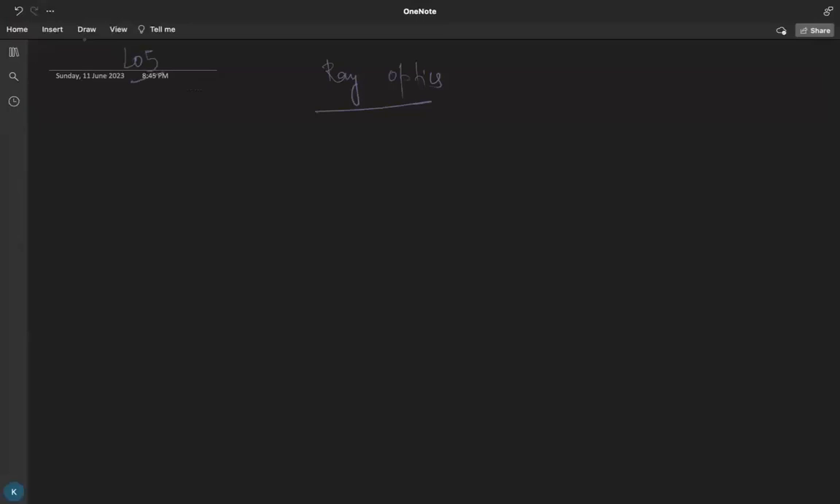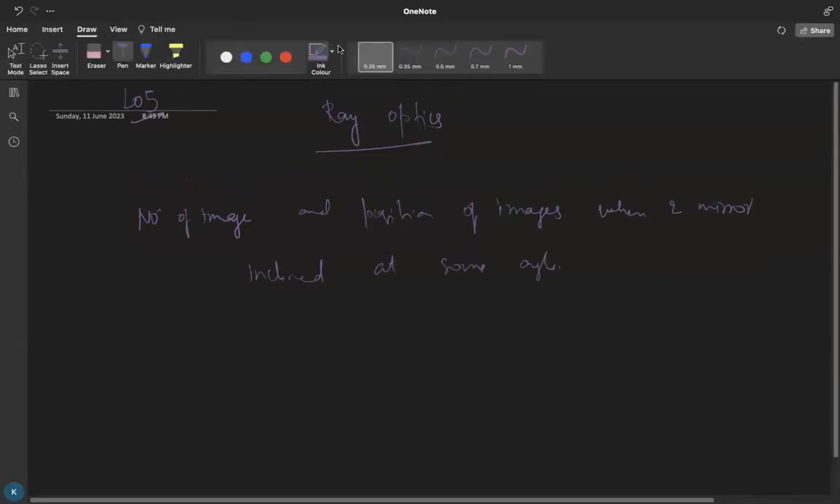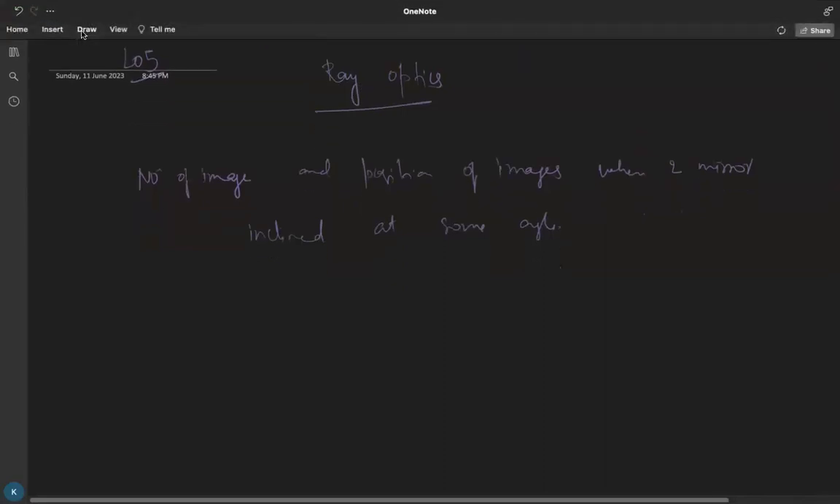So let me quickly recap the things कि हमने previous classes में क्या क्या चीजें cover करी थी. So in previous classes हमने cover करा था like number of images and positions of the images when two mirrors are inclined at some angle. Right. तो हमने इस टॉपिक पे डिस्कस करा था. Now let me choose some different thing. Okay. Now in today's class we are going to discuss the velocity of object and image in plane mirror. So let's start our today's topic.